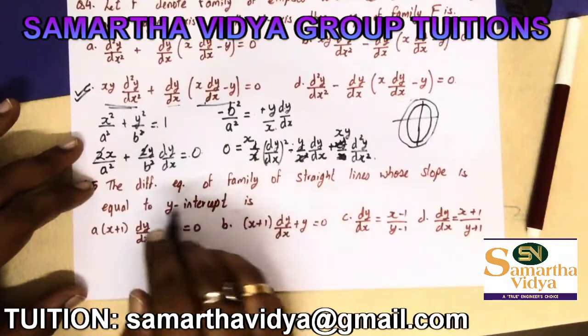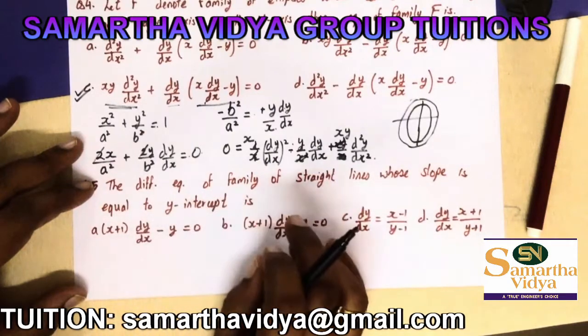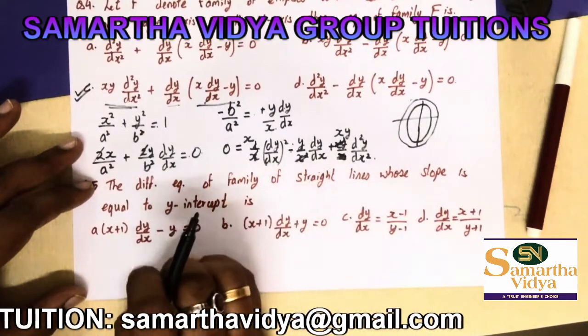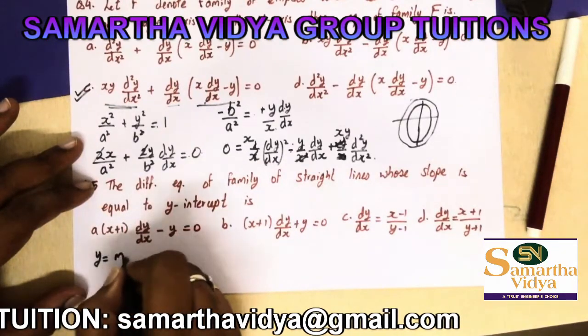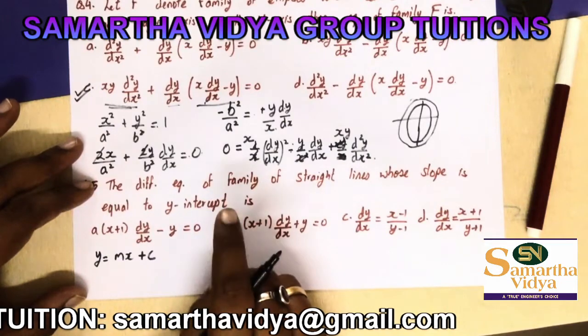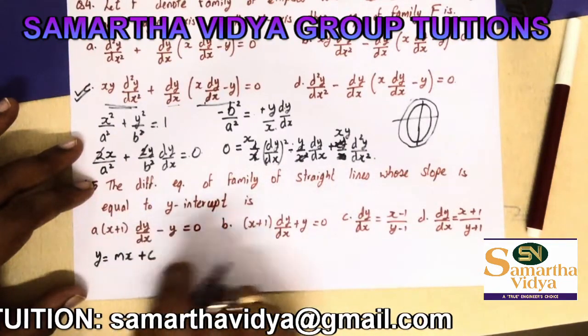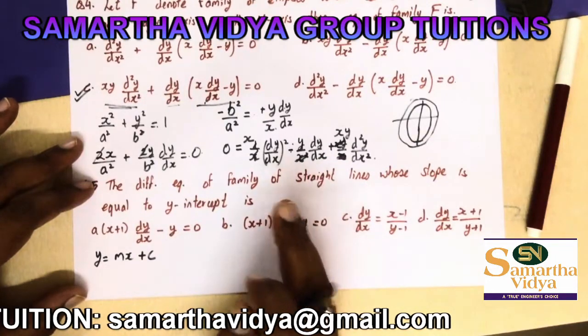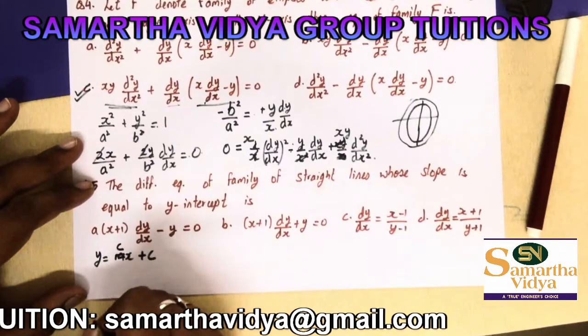So we need to find the differential equation of a family of straight lines whose slope is equal to the y-intercept. So let us try to understand what it is telling us. If I have any line y is equal to mx plus c, this is the general equation of a line. It is telling us that the slope, which is m, is equal to the y-intercept. So we know that c is the y-intercept. So basically my m is nothing but c.